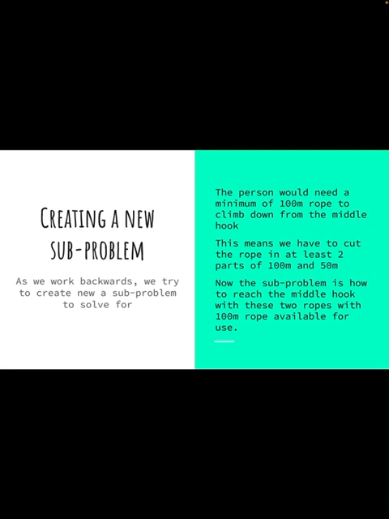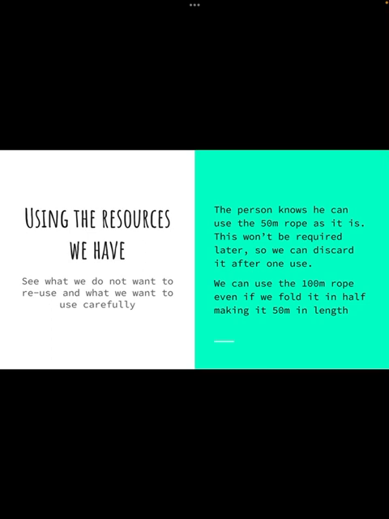So as we work backwards, we try to create a new sub problem to solve for, like we just did. So a person would need a minimum of 100-meter rope to climb down from the middle hook, like we discussed. This means we have to cut the rope in at least two parts, 100 and 50, again like we discussed. Another sub problem is how to reach the middle hook with these two ropes with 100-meter rope available for use. Okay, now let's see how do we use the resources that we have.